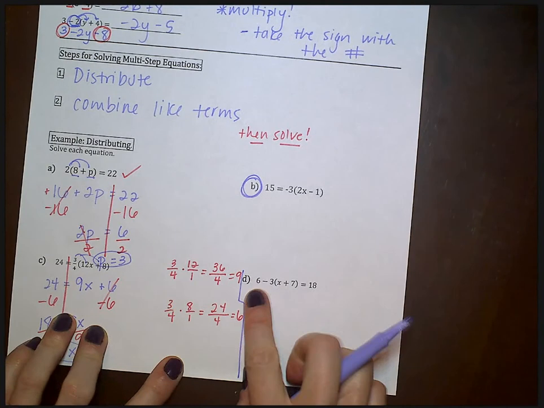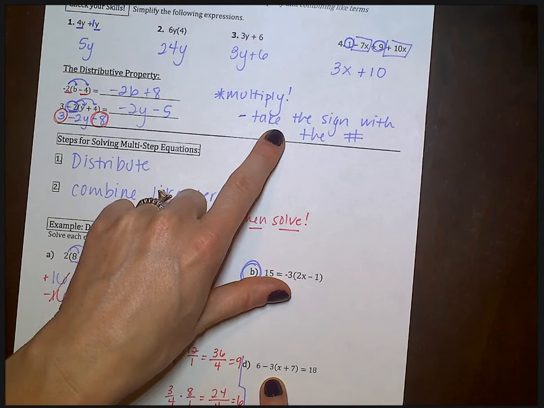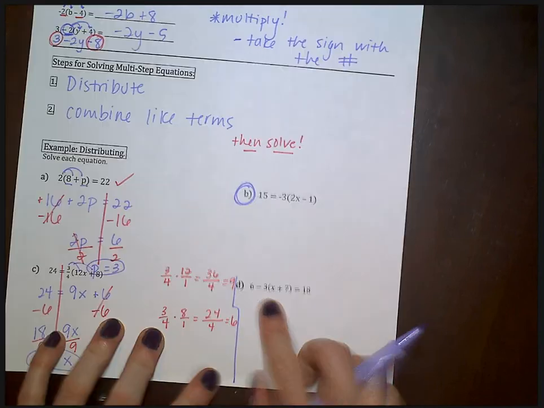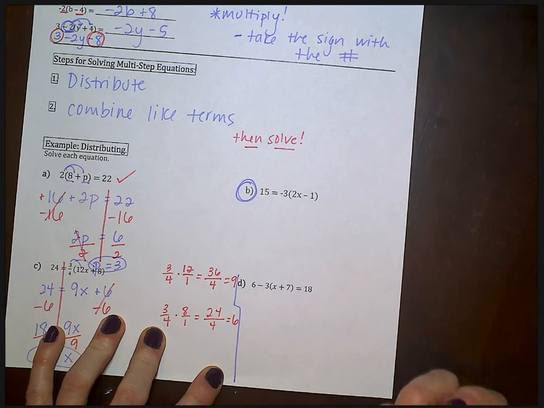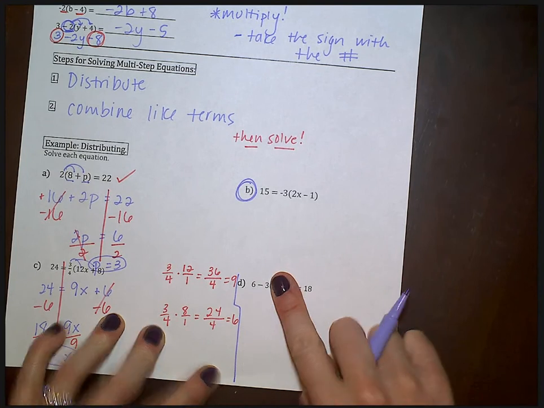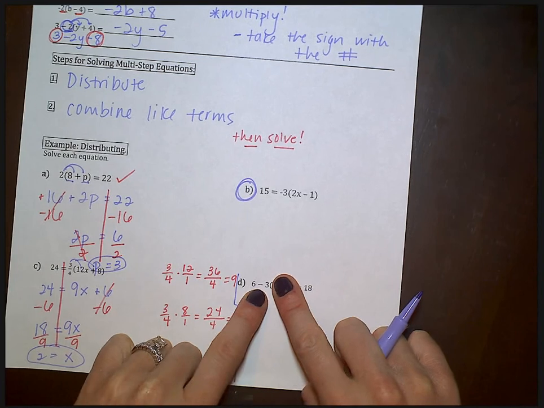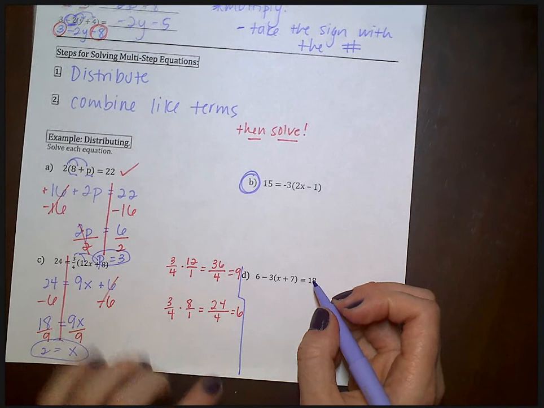All right, example D. Here's an example where this little note comes into play. When you're distributing, you have to take the sign with the number when you multiply. Okay, so be careful. Order of operations, distributing first. You have to multiply before you can do 6 minus 3 here. People will make this mistake. They'll say, oh, 6 minus 3, that's 3, and then I distribute that. You'll get it wrong every time, so be careful.